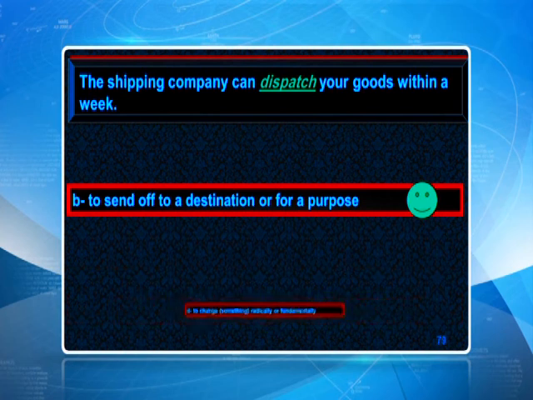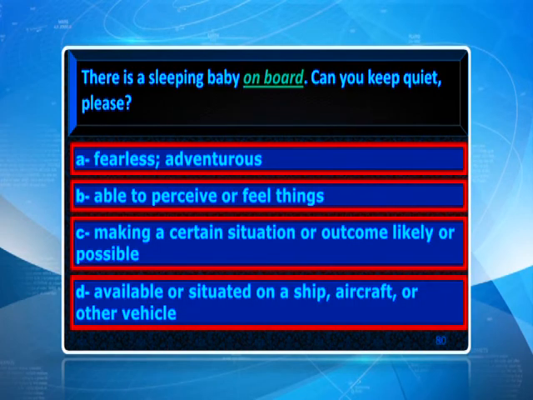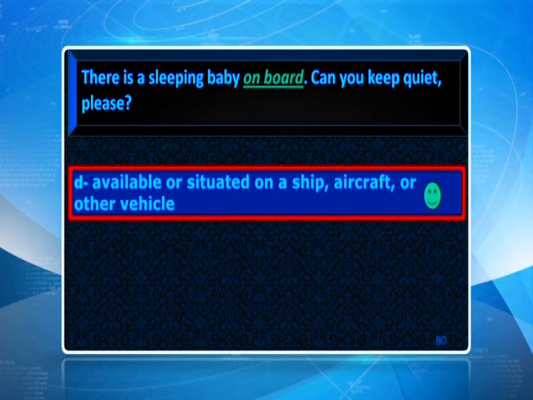It means, of course, to send off to a destination or for a purpose. The following sentence: there's a sleeping baby on board. Can you keep quiet, please? So, on board means fearless, adventurous, or able to perceive or feel things, making a certain situation or outcome likely or possible, available or situated on a ship, aircraft, or other vehicle. Now, as we have already presented the word seconds ago, on board means choice D.